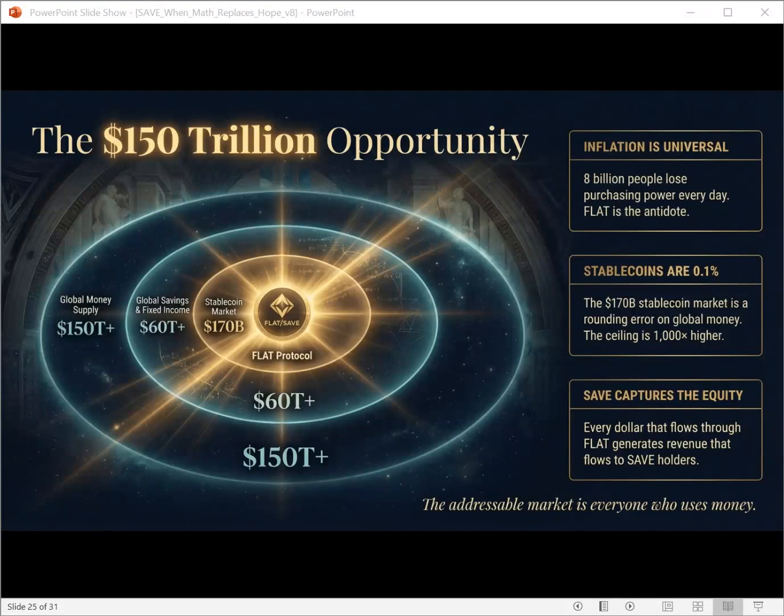Flat is not competing for the stablecoin market. It is competing for the money market. Every dollar, euro, yen, rupee, and naira that is currently losing value to inflation is a potential flat user. Every savings account earning 0.5% while inflation runs at 5% is a potential SAVE holder. The ceiling is not even $200 billion. It is 3 orders of magnitude higher. And the protocol is designed to scale without friction. No KYC, no bank account, no identity verification. Anyone with an internet connection can participate.